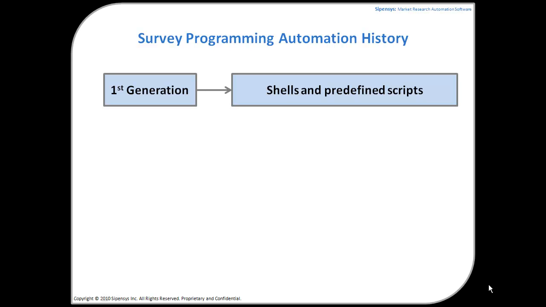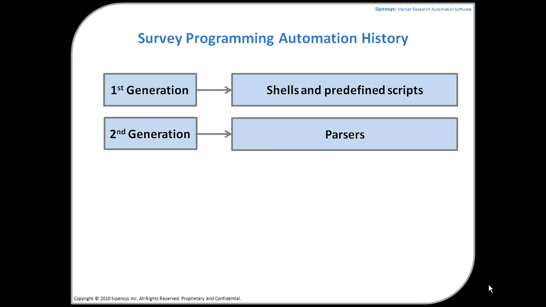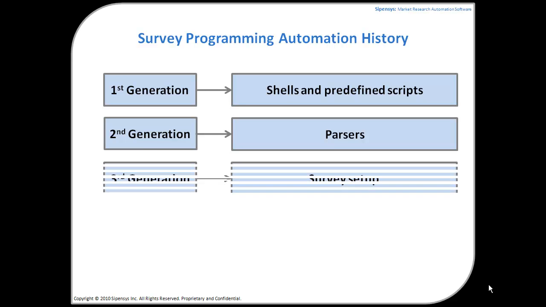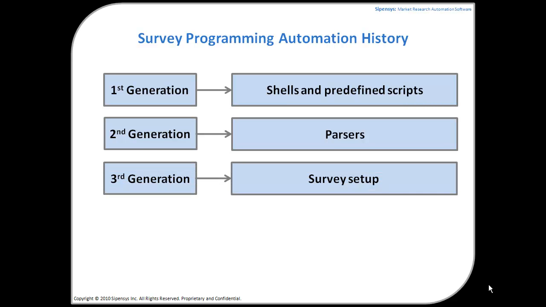So how did we get to where we are? While this may be the first time that many of you have heard about survey programming automation, automation tools have been quietly moving forward in the R&D labs of our industry. Automation began with simple shells and predefined scripts. Next came parsers that generated automated shells, but were still relatively basic in their functionality. Then, third-generation tools gave rise to automated survey setup. These tools went beyond simple parsers and allowed for validation and more complex scripts.